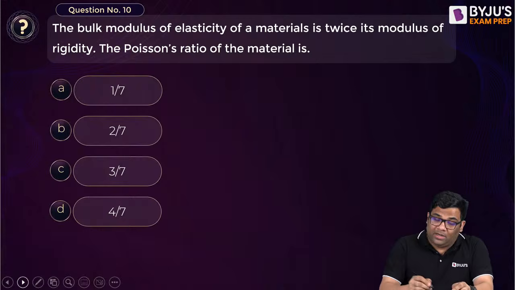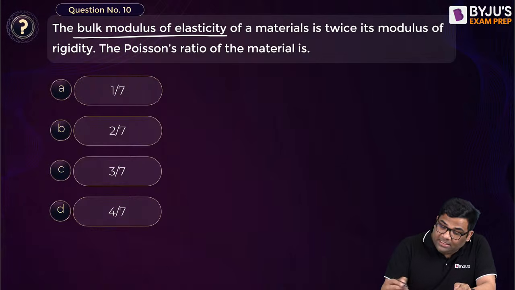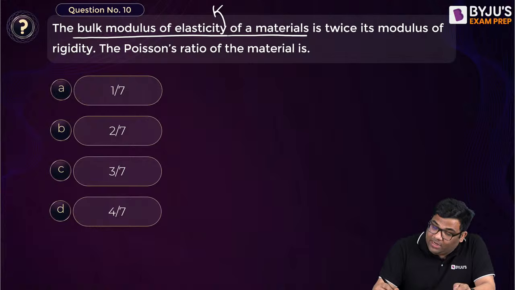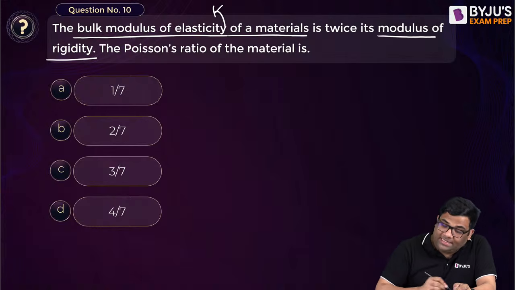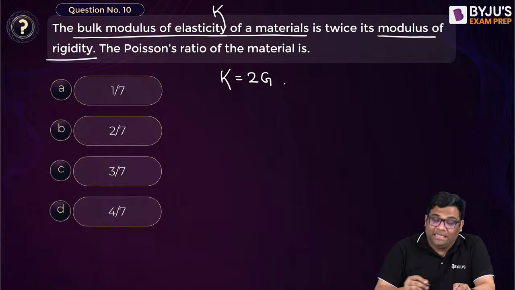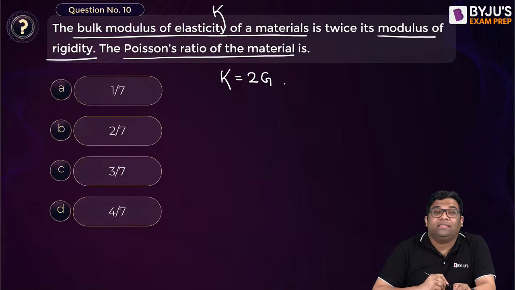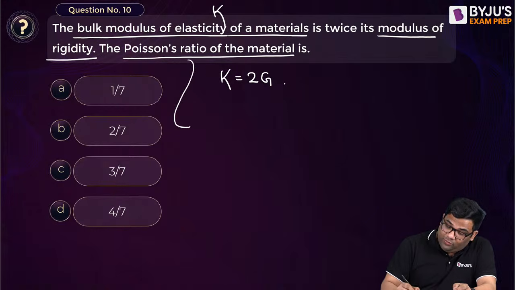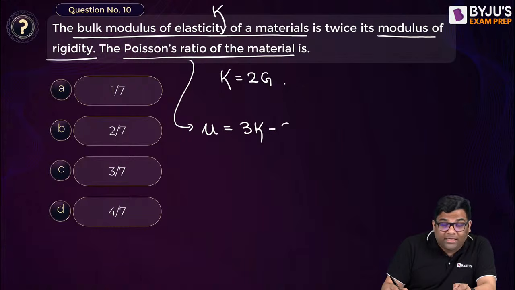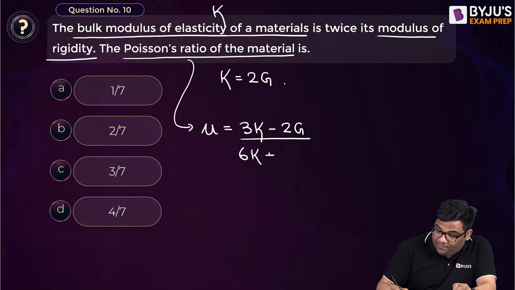Okay. Now the bulk modulus of elasticity is given as what? K is given as twice the modulus of rigidity. That means K is 2 times the rigidity modulus. Poisson's ratio is asked, right? So what you will do? Directly you can use this formula. What is the formula? Poisson's ratio is (3K minus 2G) by (6K plus 2G). Okay.